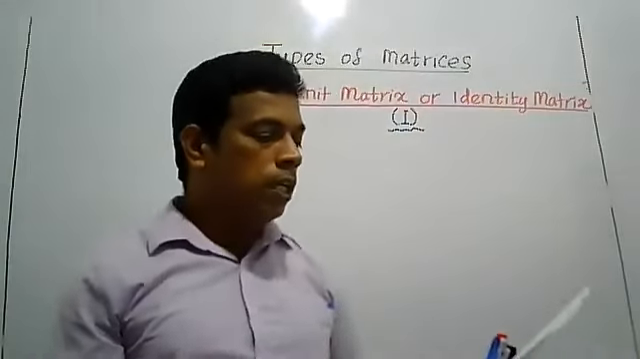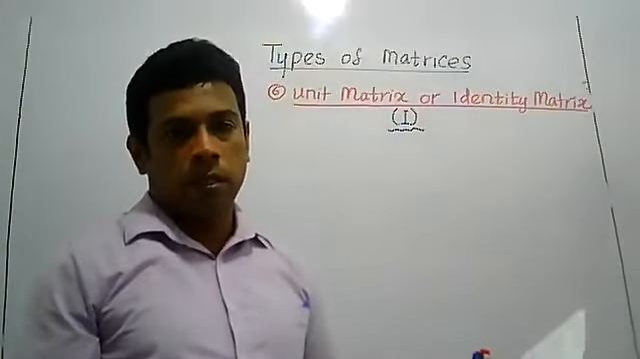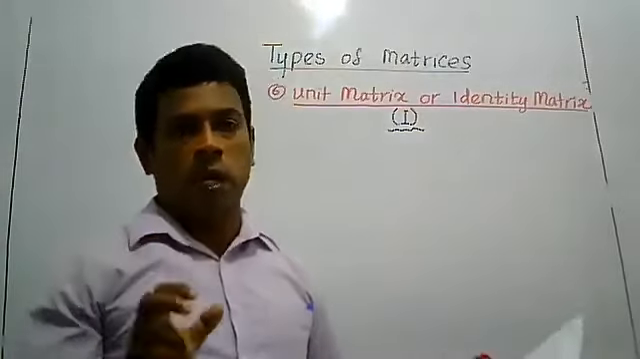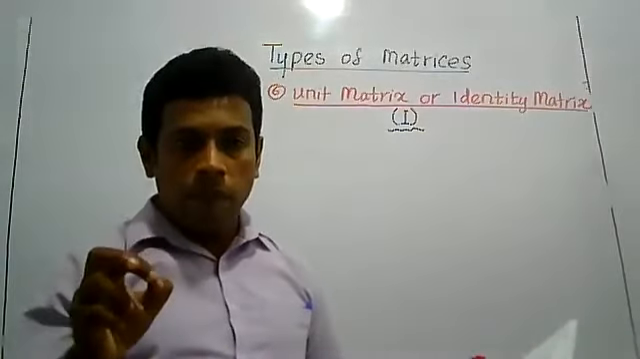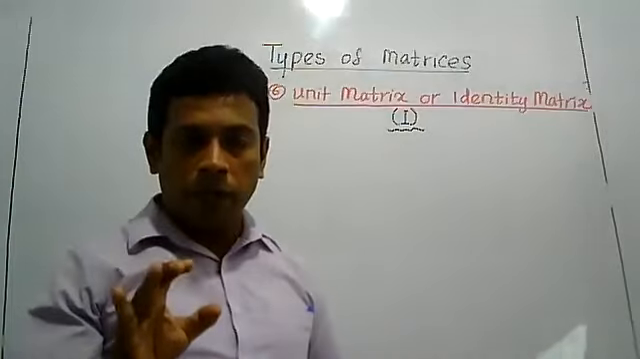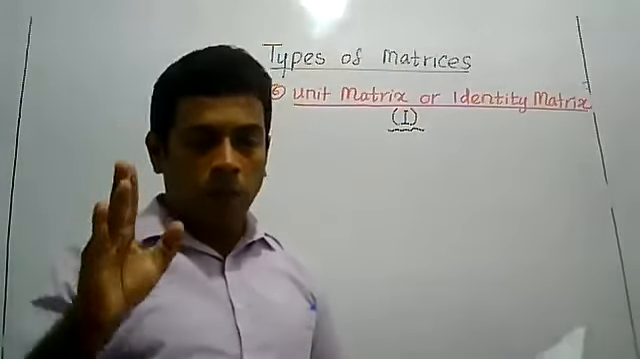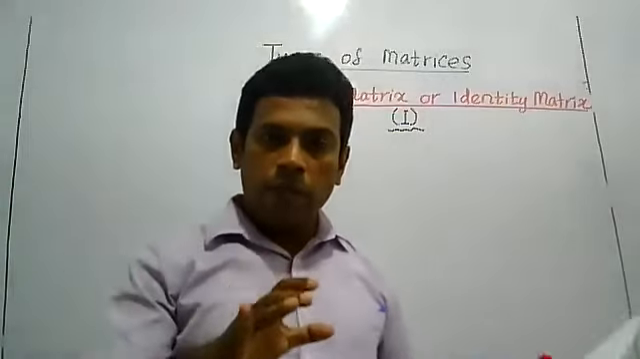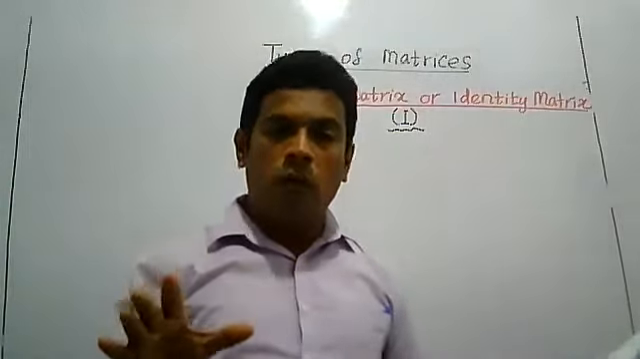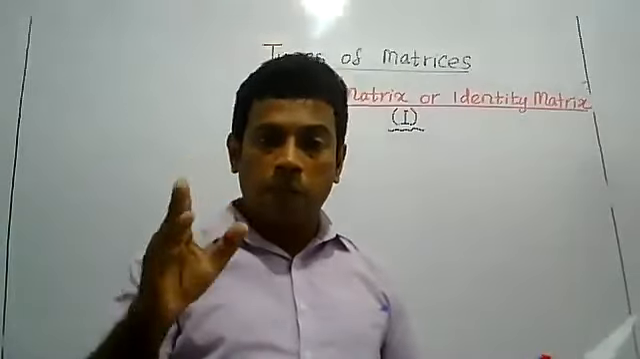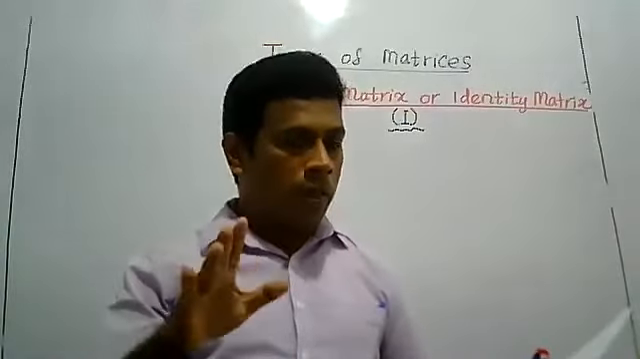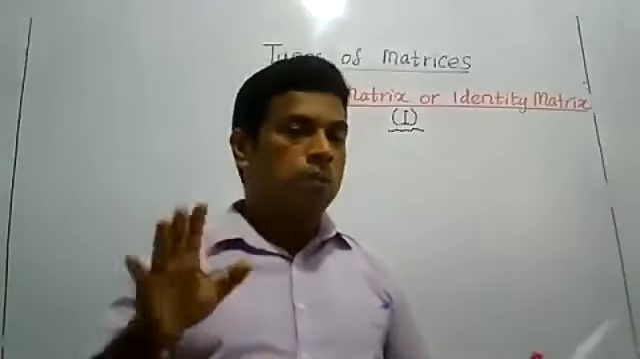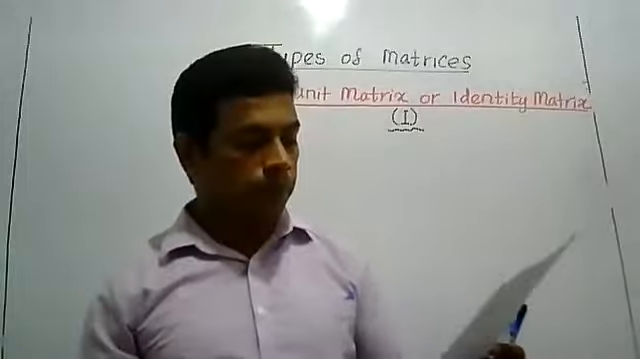First, look at here, a square matrix. First, you want to know that an identity matrix is always a square matrix. The order of the identity matrix is always 2 by 2, 3 by 3, or 4 by 4. Because an identity matrix is a square matrix, the order should be 2 by 2, 3 by 3, 4 by 4. In a square matrix, rows and columns are equal. So in an identity matrix also, rows and columns should be equal.